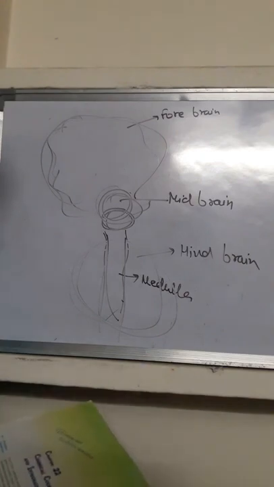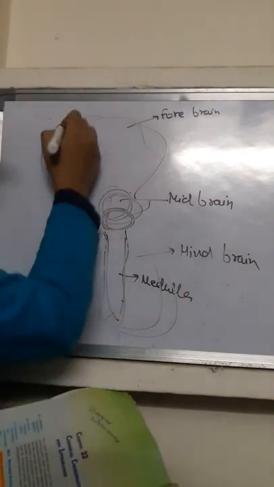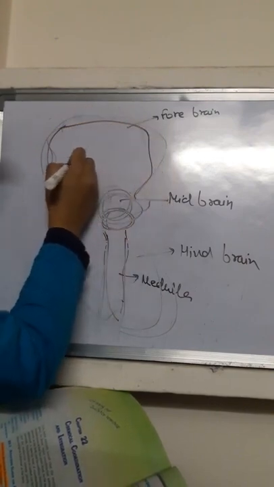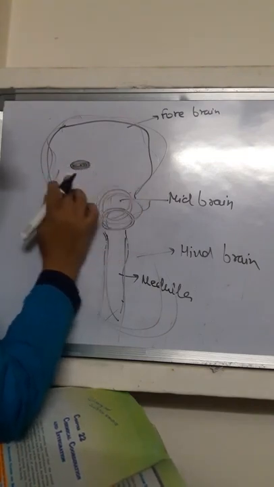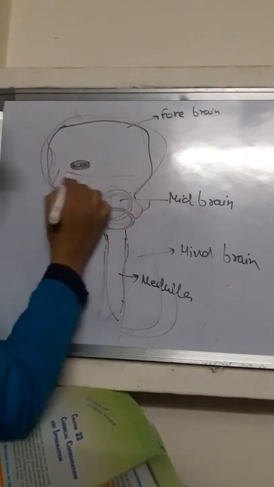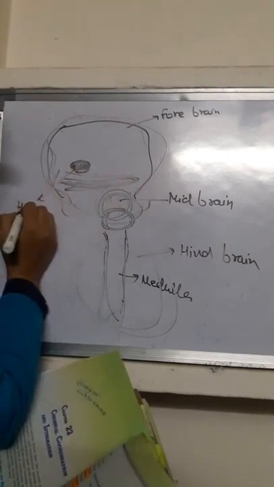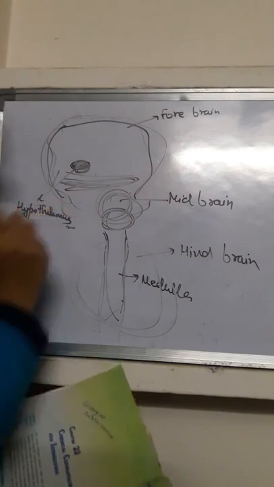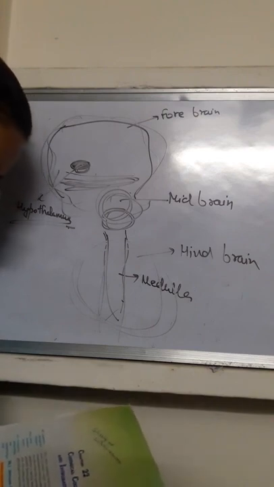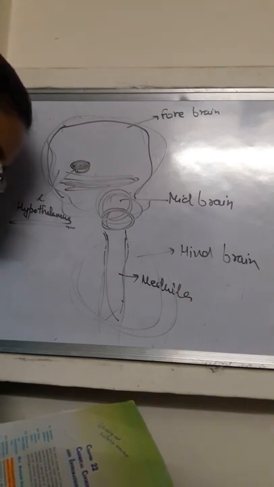So hypothalamus is in the basal part of diencephalon, that is the forebrain. This is the basal region of the forebrain, so hypothalamus is located here in the basal portion of the forebrain. Further, it contains several groups of neurosecretory cells called the nuclei, which produce hormones.